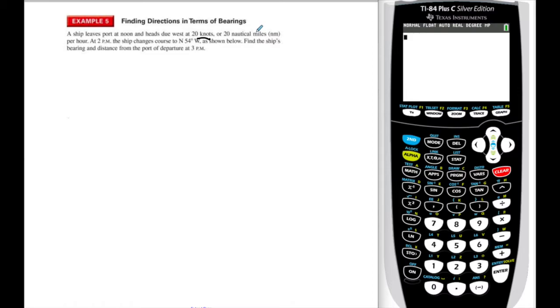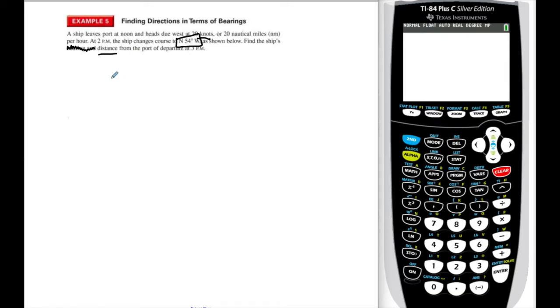Okay? So at 2 p.m., the ship changes course. Okay? And now it's going north 54 west, meaning 54 degrees west of north, as shown below. And this figure isn't drawn. It was drawn in the original problem, but it was not drawn for this example. So for this example, we'll draw it on our own. We need to find the ship's bearing and distance from the port of departure at 3 p.m. So what I'm going to do is I'm actually going to cross out bearing.